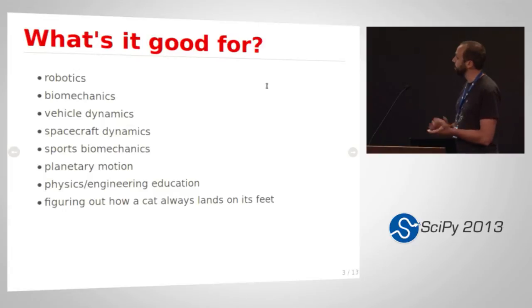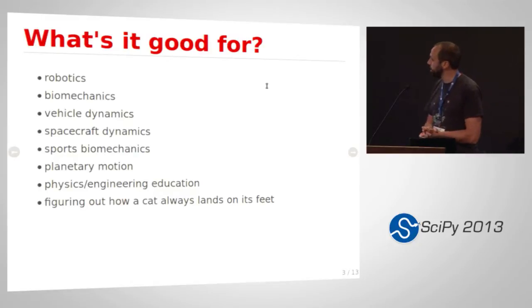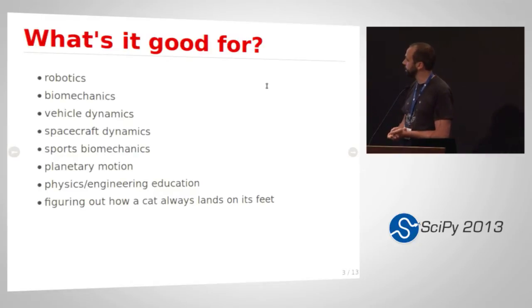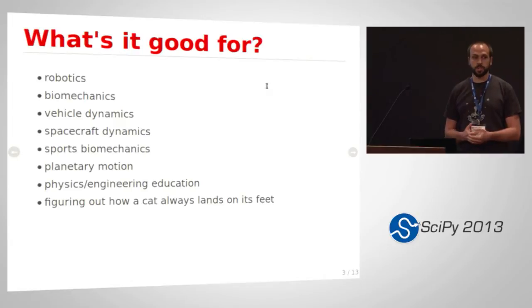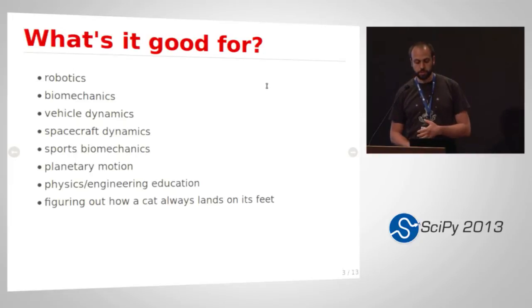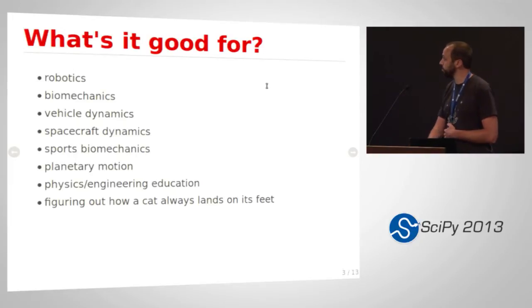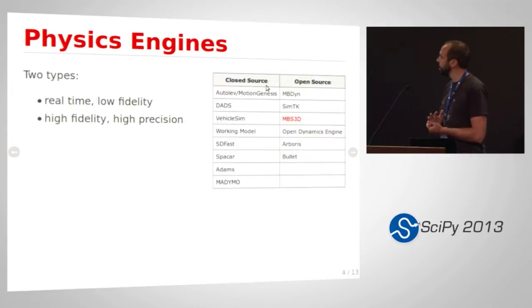And what's it good for? From robotics to spacecraft dynamics, from planetary motion to vehicle dynamics, almost anything that's moving at the macro level, where you want to understand how it moves, you use these equations of motion and methods to find out how they move. So there is a lot of software that exists.